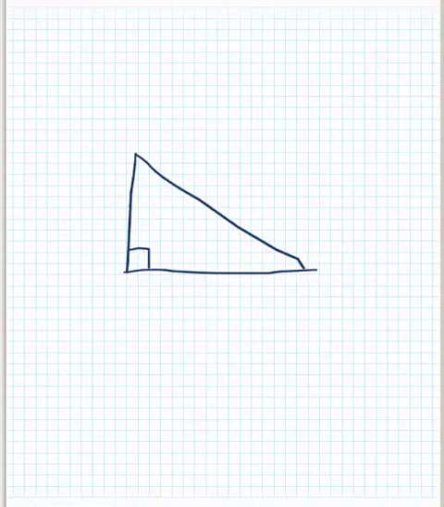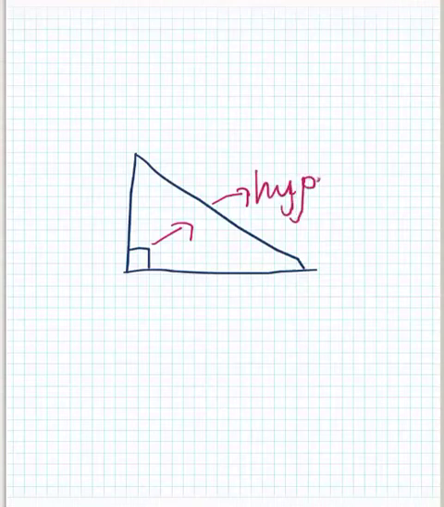So this triangle has to have a 90-degree corner, and the hypotenuse is always opposite the right angle, and it's always the longer side, the longest side. That's what we call the hypotenuse. So it's the longest side opposite the right angle. And the other two sides are always shorter.